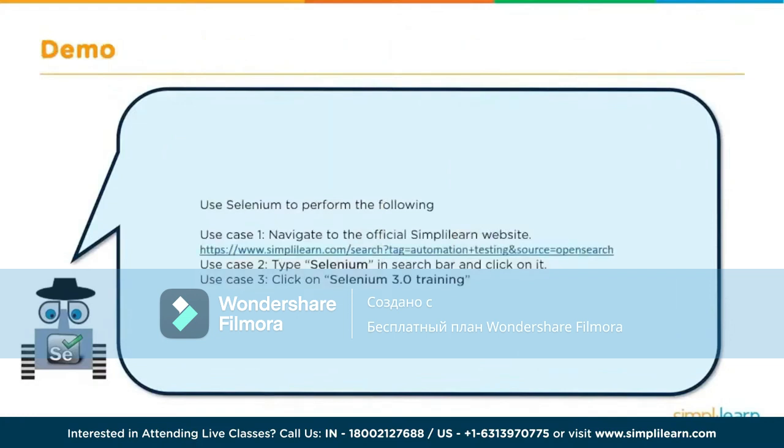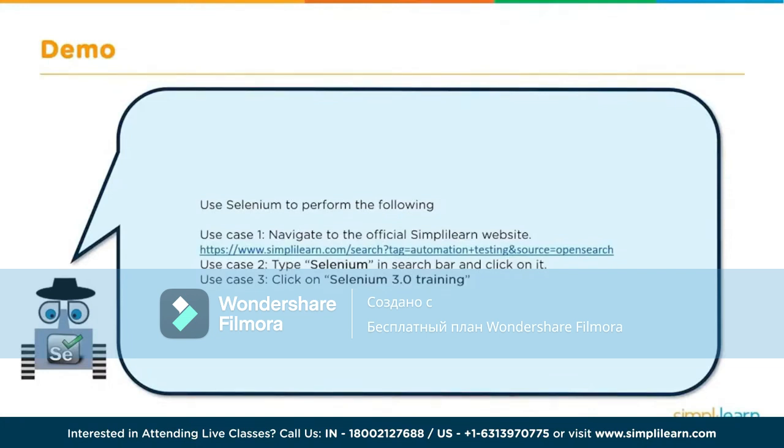Now for the demo, we will use this particular use case. What this use case says is: navigate to the official Simplilearn website, then type Selenium in the search bar and click on it, and click on the Selenium 3.0 training. So we are basically searching for Selenium 3.0 training on the Simplilearn website. First, let's do the steps manually, and then we will go ahead and write the automation script.